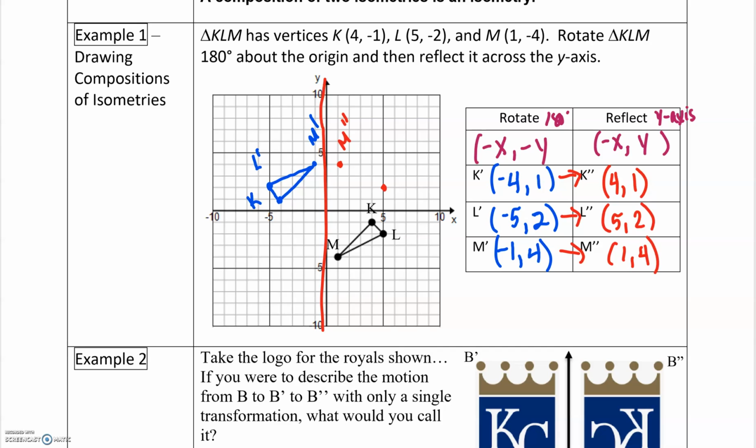So it's however you want to go about doing it. But you do need to make sure you either memorize those rules or you can do it without them the way that you like to do it. And this one was K. And there it is. So it rotated 180 and then it reflected.